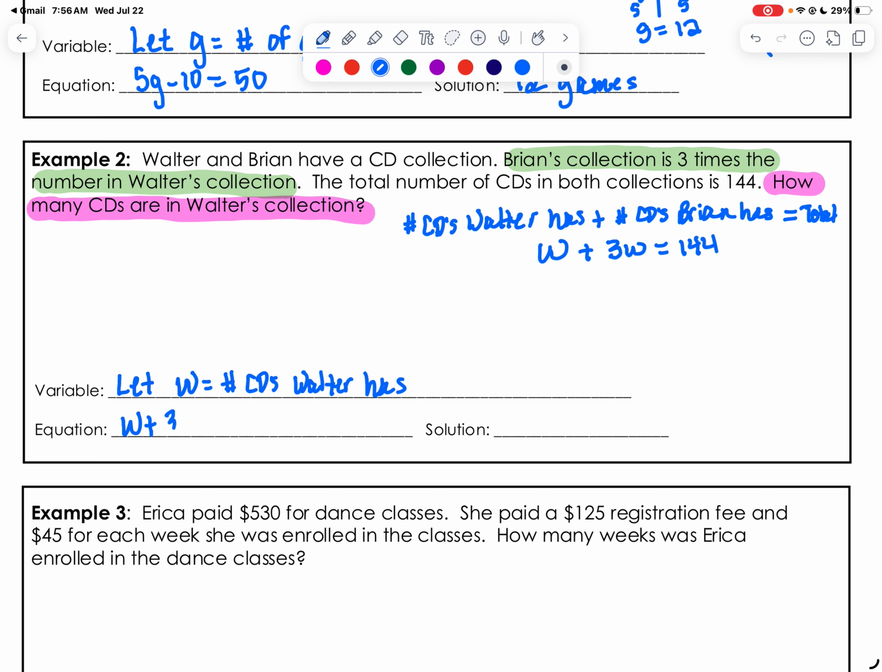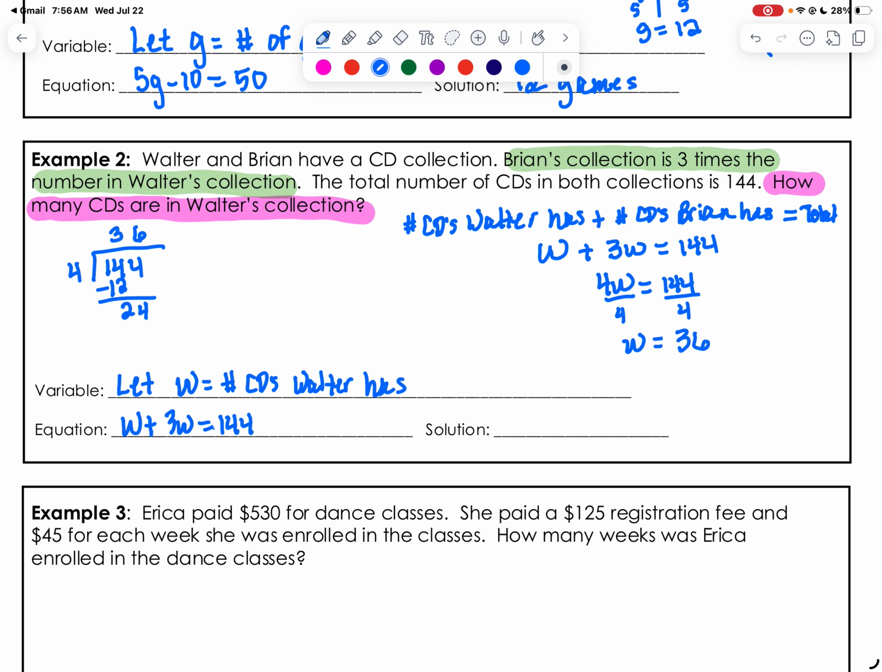So this is the equation we're going to solve. W plus 3W is equal to 144. Before I can solve this equation, I'm going to have to combine like terms. So 1W plus 3W is 4W, which is equal to 144. Then we'll divide both sides by 4. So let's come over here. Let's see, 4 will go into 14 3 times. Subtract and bring down. 4 goes into 24 6 times. So we know that Walter has 36 CDs.